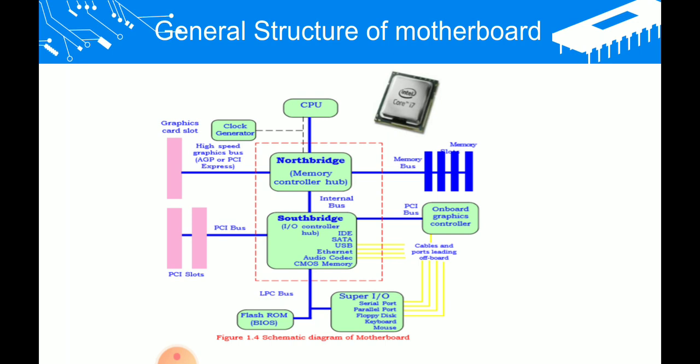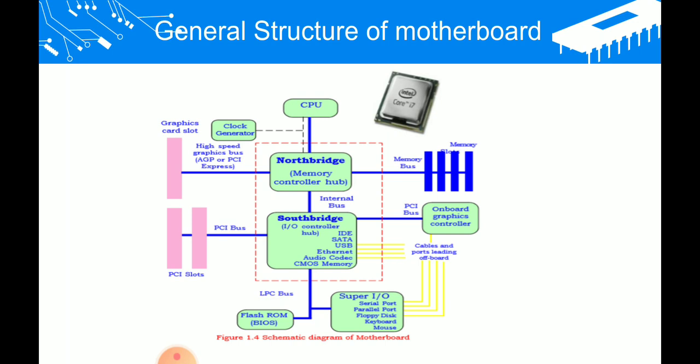Here the north bridge is directly connected to the CPU. The south bridge or south chipset is similar to the north bridge, but it is not directly connected to the CPU. It is connected to the north bridge. So the connection to the CPU from the south bridge has the north bridge in between. It is connected to the north bridge, and from there the communication can be done to the CPU.